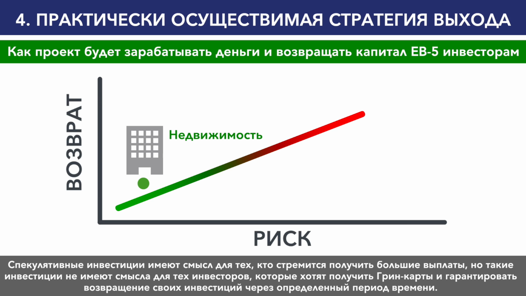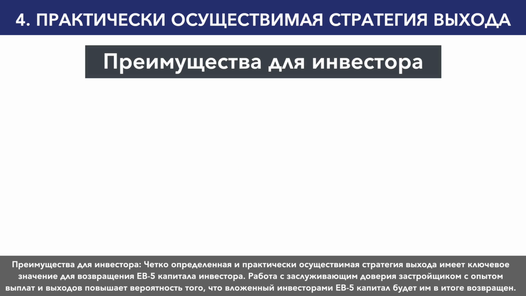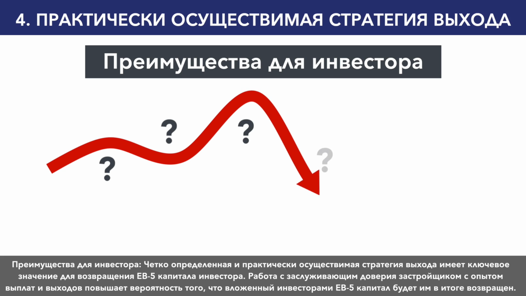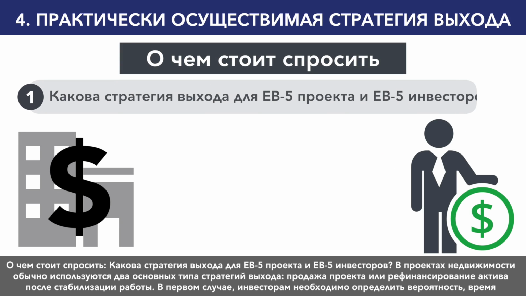Gambling on speculative investments makes sense for those chasing a high return, but such investments do not make sense for EB-5 investors who want to ensure that they obtain green cards and safeguard the return of their capital in a defined time period. Investor benefit. A clearly defined and feasible exit strategy is critical to the return of the EB-5 investors' capital. A reputable developer with a track record of repayment and exits increases the likelihood the EB-5 investors' investment capital will ultimately be returned. Questions to ask.